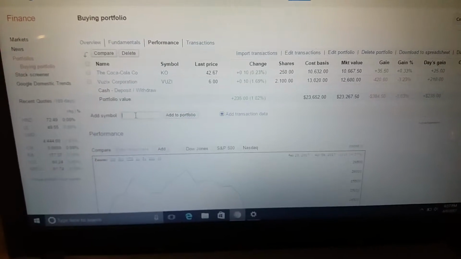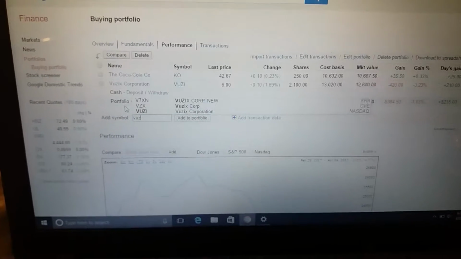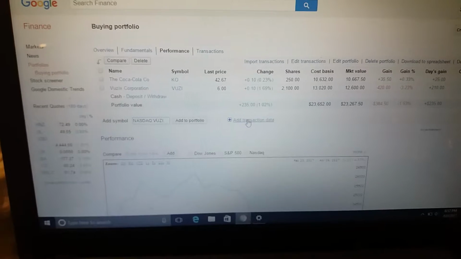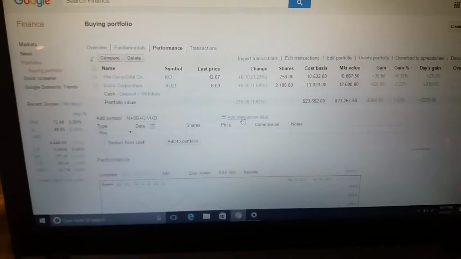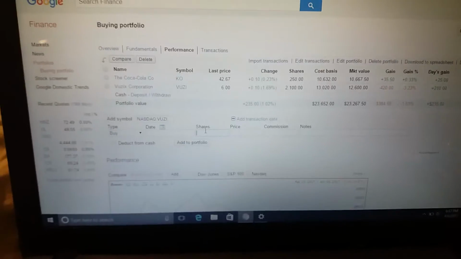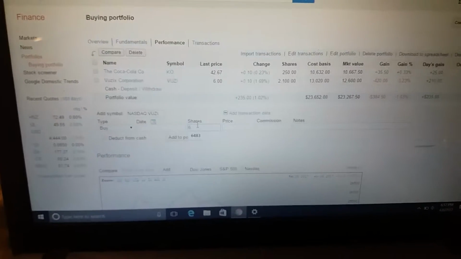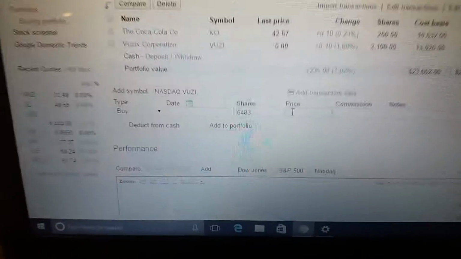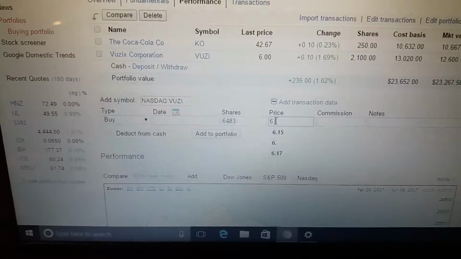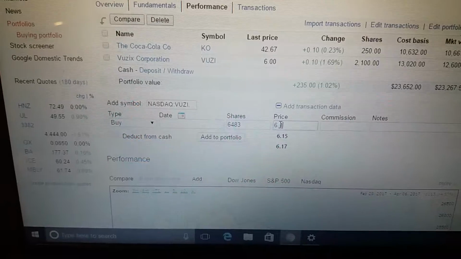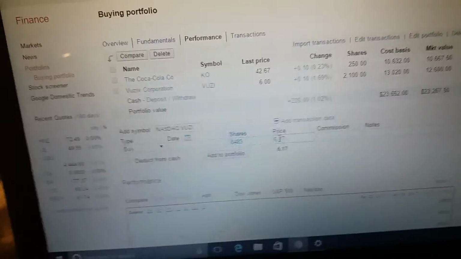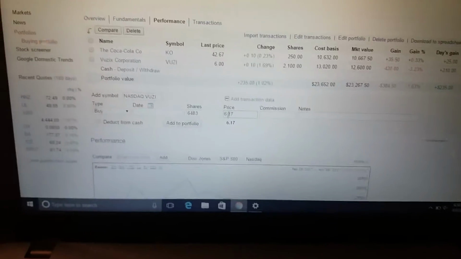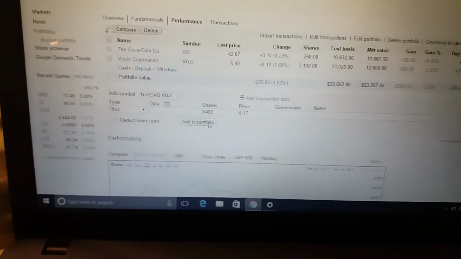Again, VUSI, bottom one. Add transaction data. Next, Christopher. 6,483 shares at $6.17 a share. Where are you at? I'm at Mobileye. No, we're not there. Okay, now you're going to add that to portfolio.